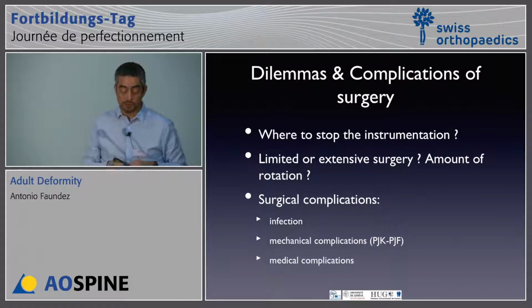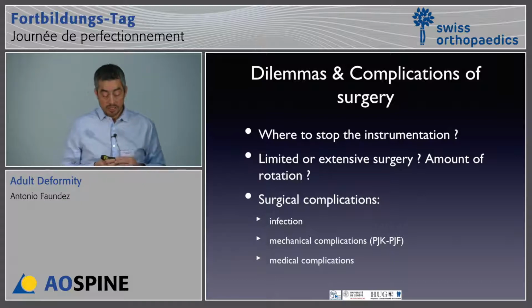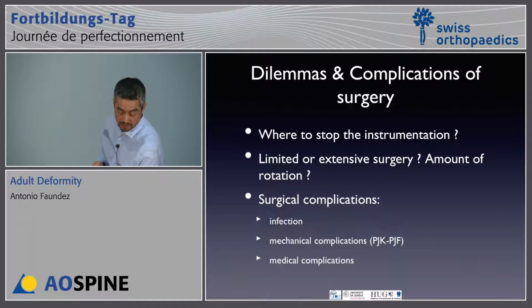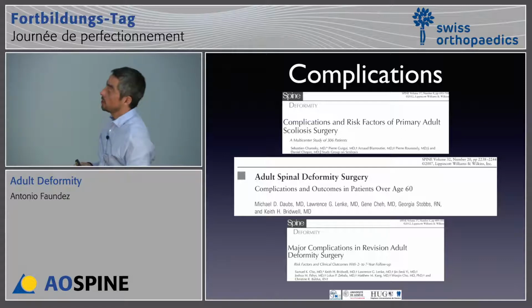Dilemmas and complications of surgery. Where do we stop the instrumentation? This is a huge dilemma because we have complications like proximal junctional kyphosis. Do we need to do limited or extensive surgery? And the surgical complications are quite high in this population because of the age, for instance. And there are several papers that were published regarding this. These are 3 that I'm showing you here.